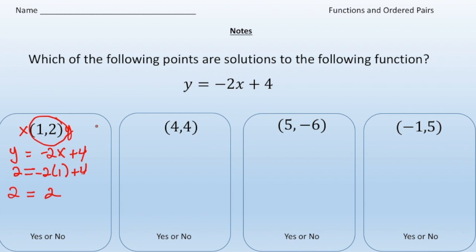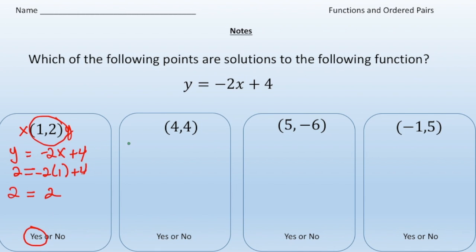And here's the big idea. If we were going to graph this function, y equals negative 2x plus 4, this point (1, 2) would be right on the line. So far, yes, this is a solution. All right, let's try (4, 4).